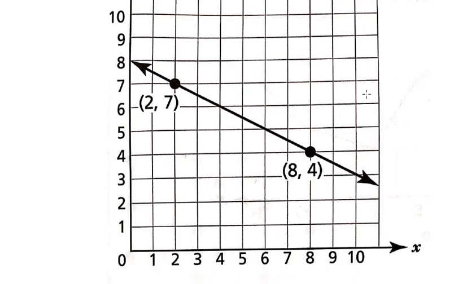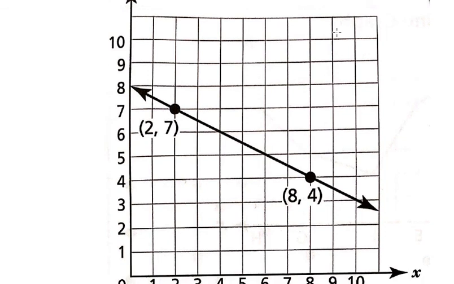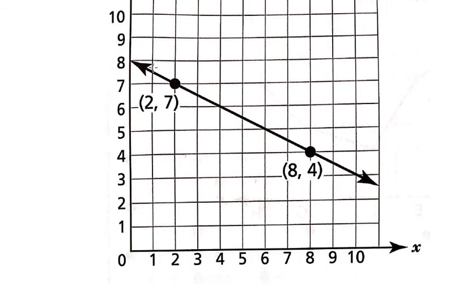All right, so we don't need the answer choices to do this one. It is asking us which linear equation is graphed below. So I already know I'm looking for one that has a negative slope. I already know that my y-intercept is up here at 8. So this is y equals negative something x plus 8. So I need to figure out negative what is my slope that gets attached to x.